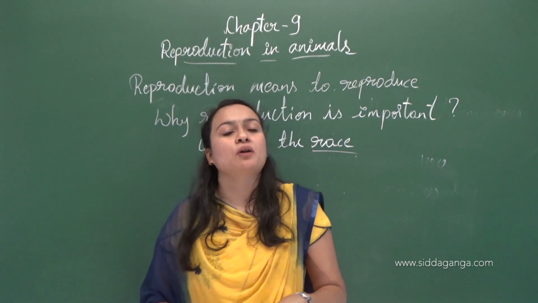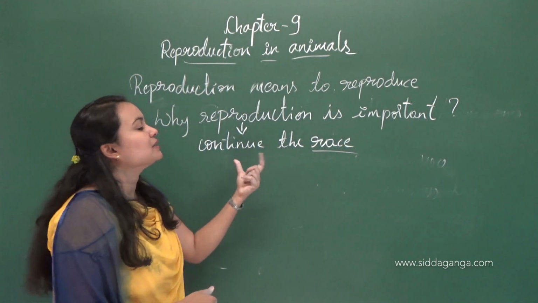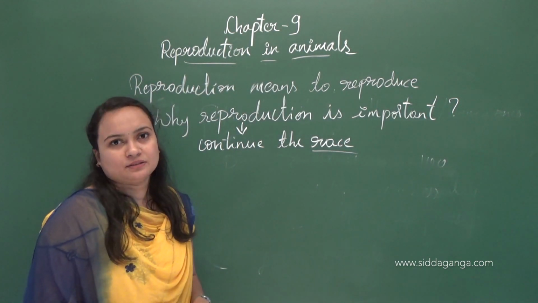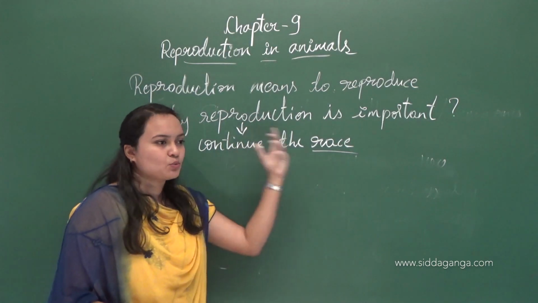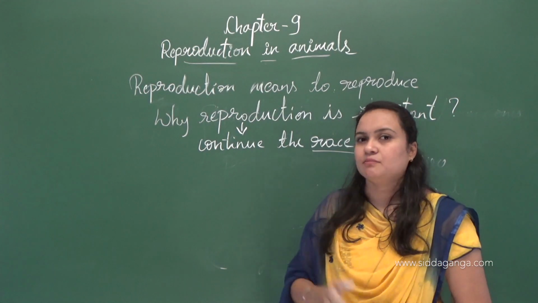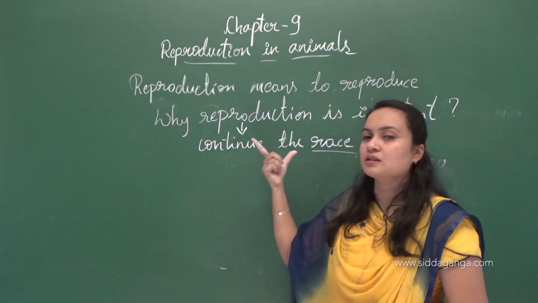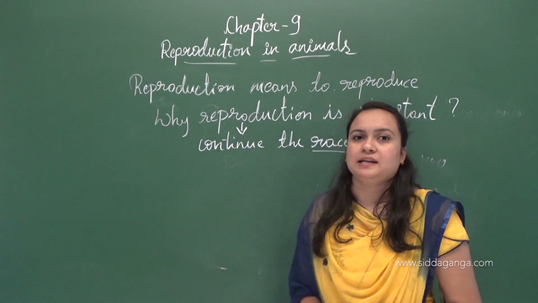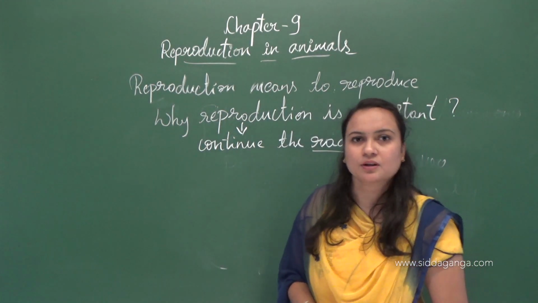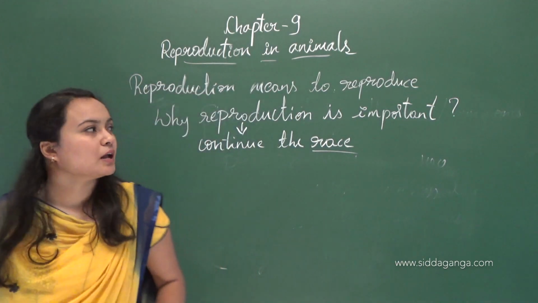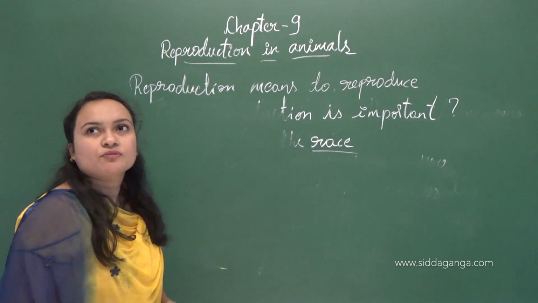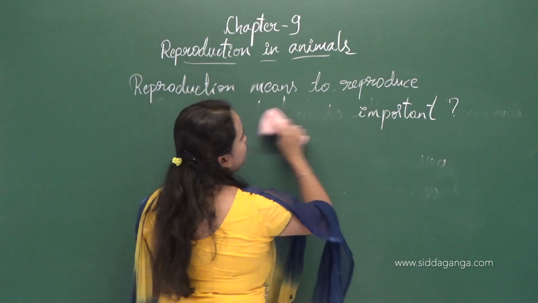And here reproduction will also help in the balance of birth rate as well as the death rate. So this was about the importance of reproduction. One main purpose of reproduction is to continue the race. That means it must continue the species. Now let us discuss the different types, the different modes of reproduction.